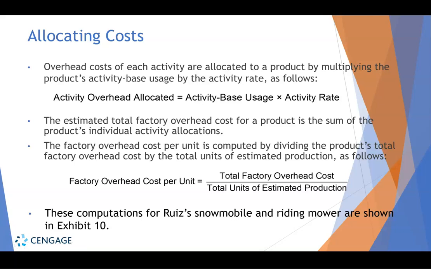Overhead cost of each activity gets allocated to a product by multiplying the product's activity base usage by the activity rate. The estimated total factory overhead for a product is the sum of the product's individual activity allocations, and the factory overhead cost per unit is computed by dividing the product's total factory overhead cost by the total units of estimated production.